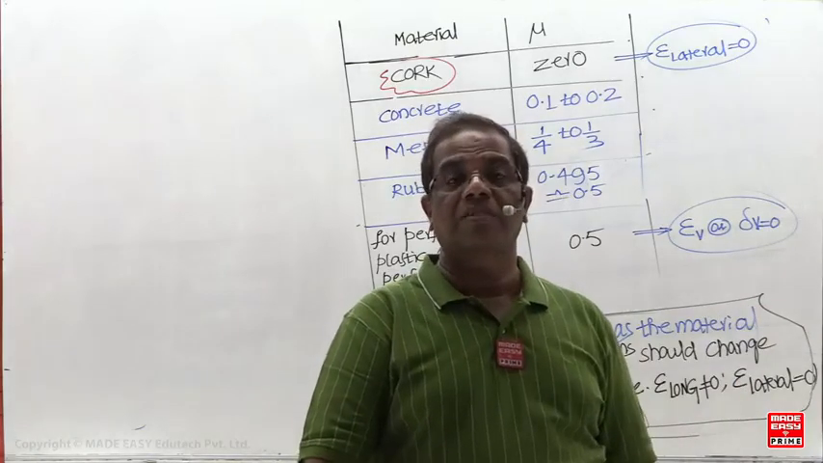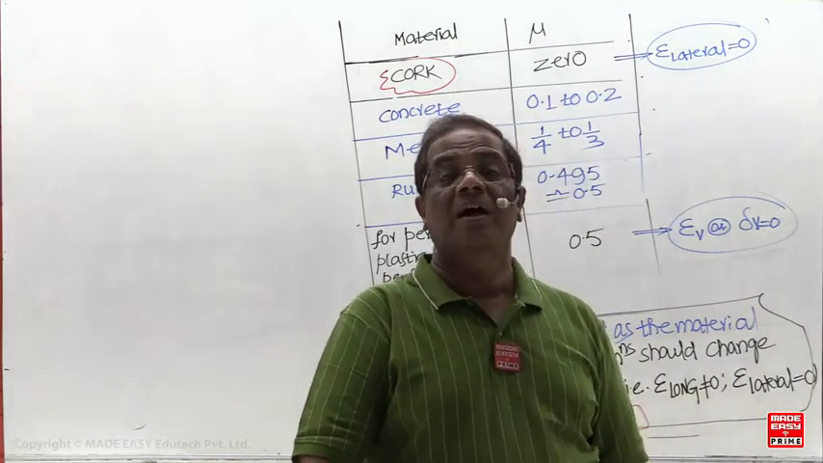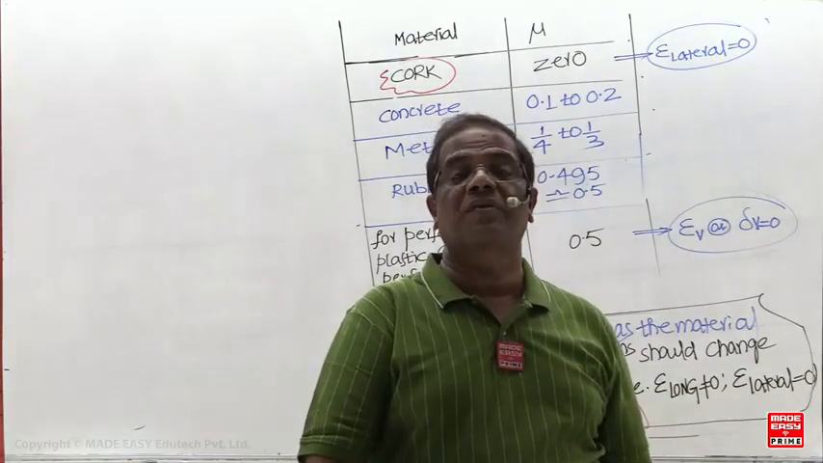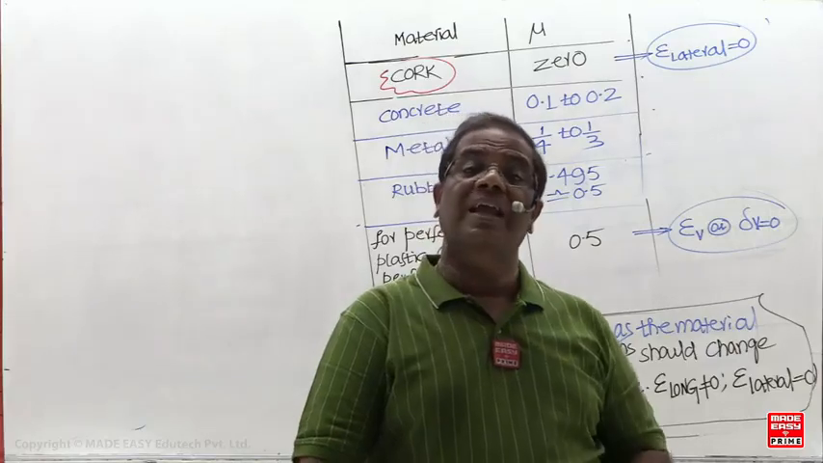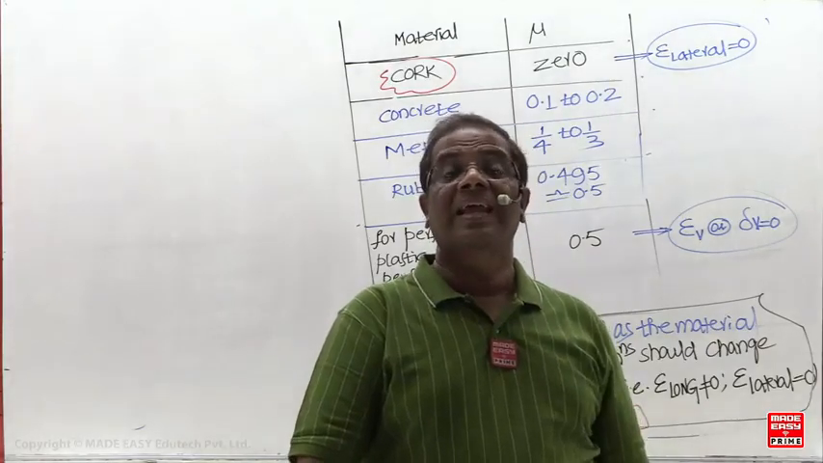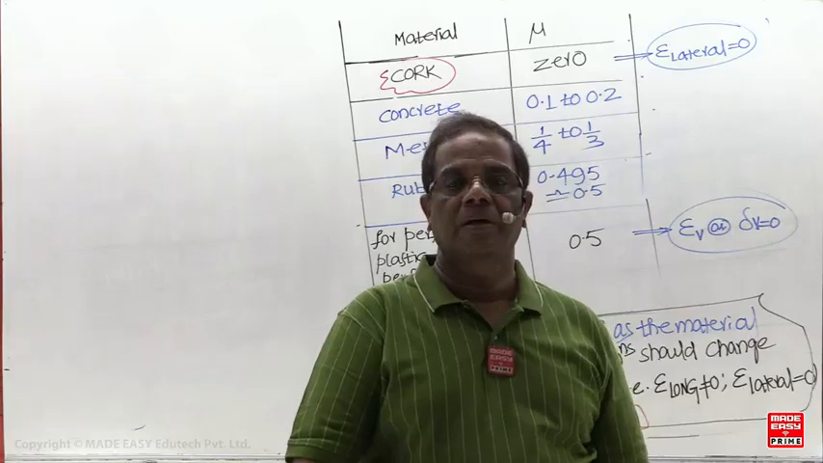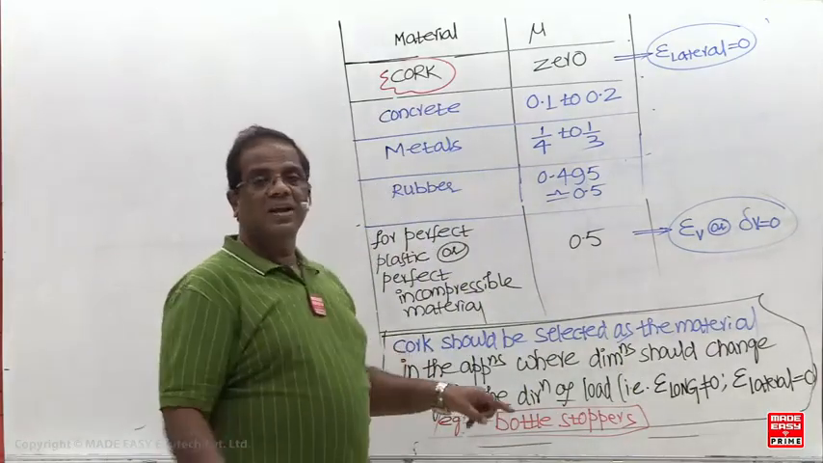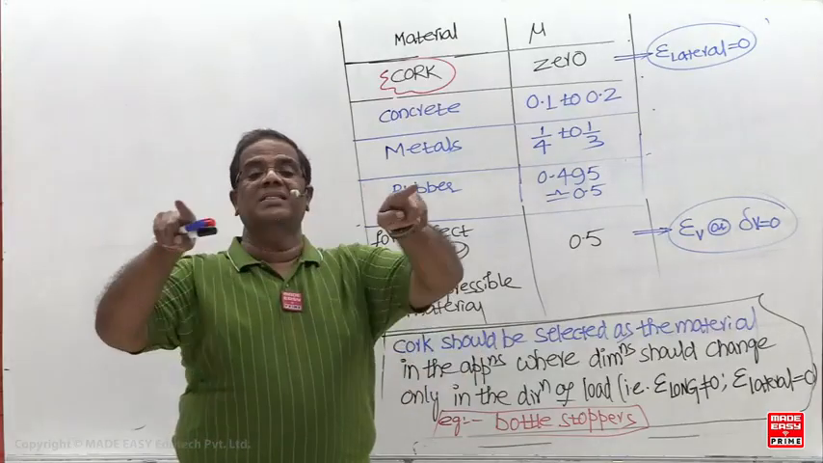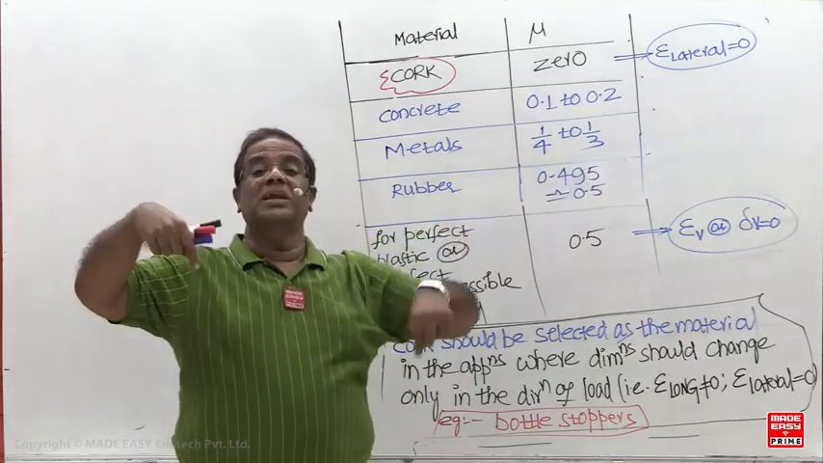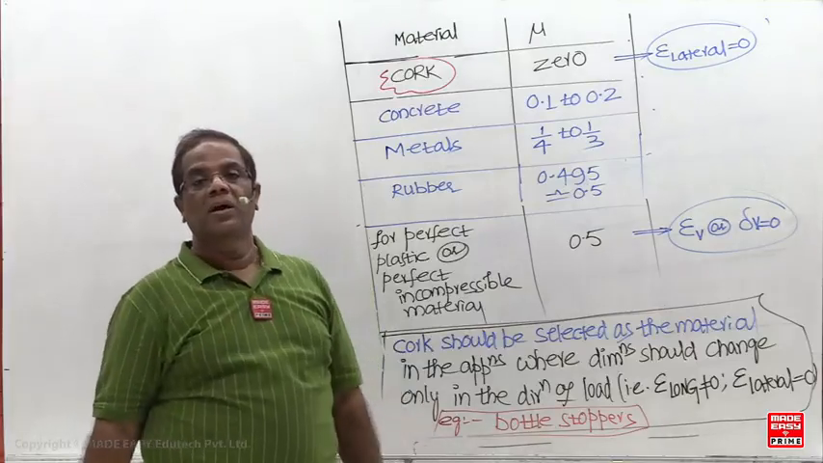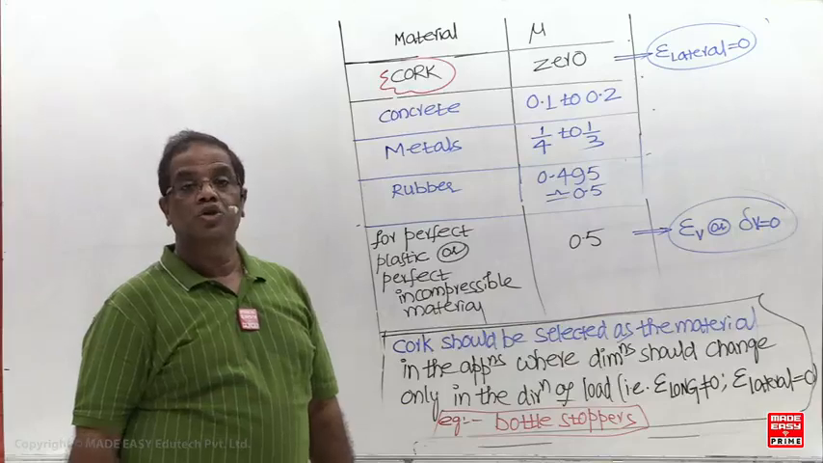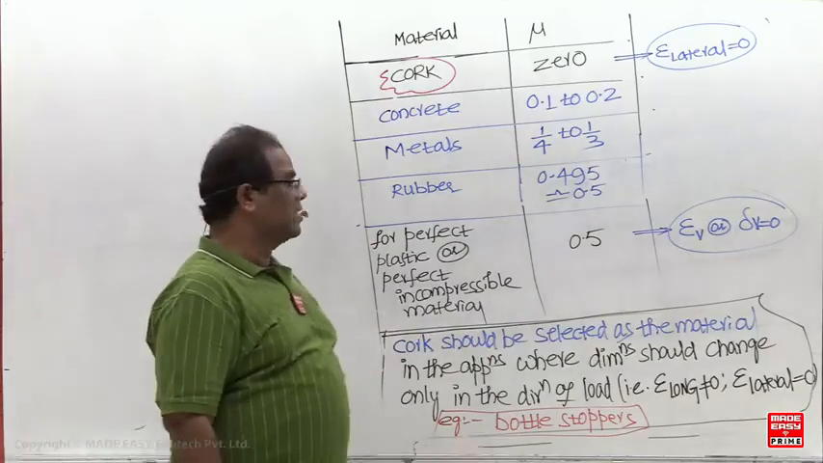Hospital saline bottles: still the hospitals are using glass saline bottles. All the glass saline bottles are closed with a cork. If you use any other material, what happens? The leakage of the fluid will occur. So what is the conclusion? Whenever the dimension should change only in the direction of the load, the dimension in a direction perpendicular to the applied load should remain the same. Then you have to go for cork as the material.